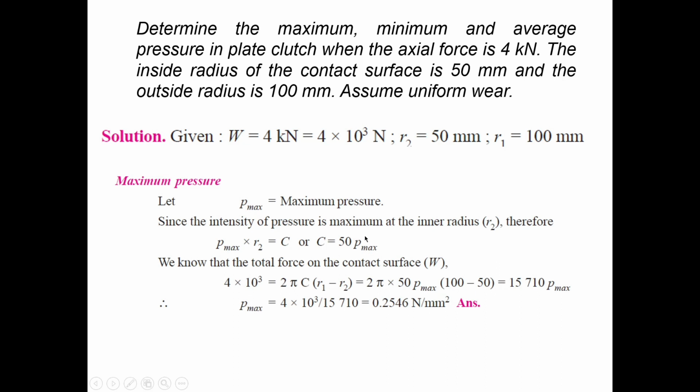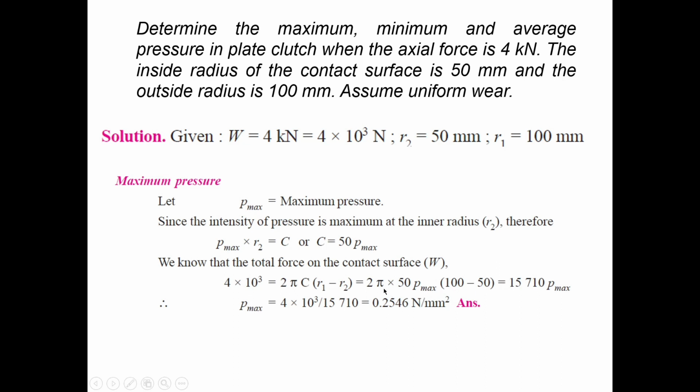Since P max is unknown, we leave it as it is. We know that the total force on the contact surface W is equal to 2 pi C of R1 minus R2. Here the axial force W has been given, so we substitute 4 into 10 power 3, equals 2 pi C. Instead of C, we can substitute 50 of P max, R1 minus R2. It is also given in the problem, so we can substitute directly.